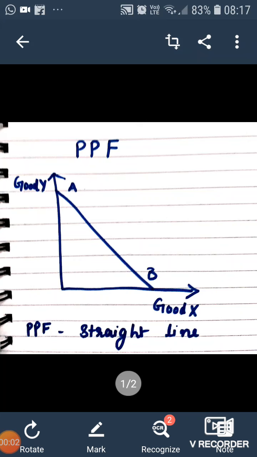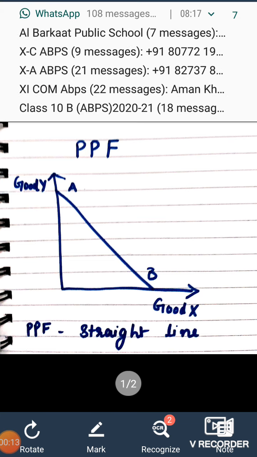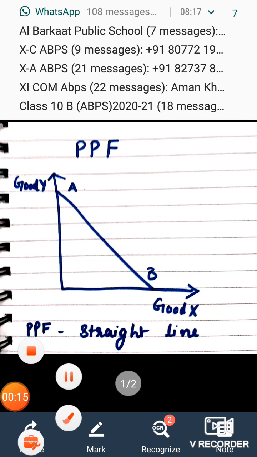Good morning, students. Last class we discussed PPF, and we know that it is a downward sloping curve as well as it is concave in shape.